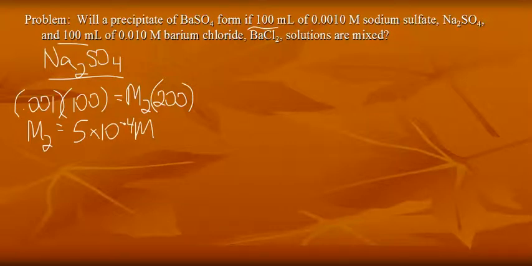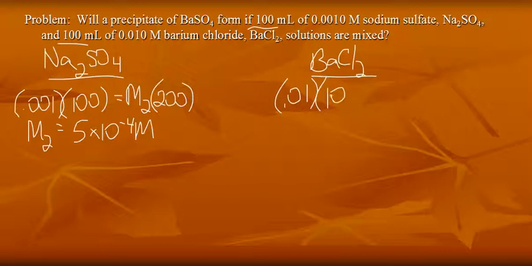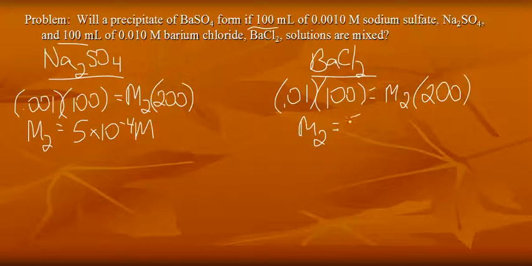We're going to do the same thing with barium chloride. M1V1 equals M2V2. Initial concentration, 0.01. Initial volume, 100. Set that equal to M2 times a total volume of 200. So M2 for barium chloride comes out to 5 times 10 to the negative 3rd molar.